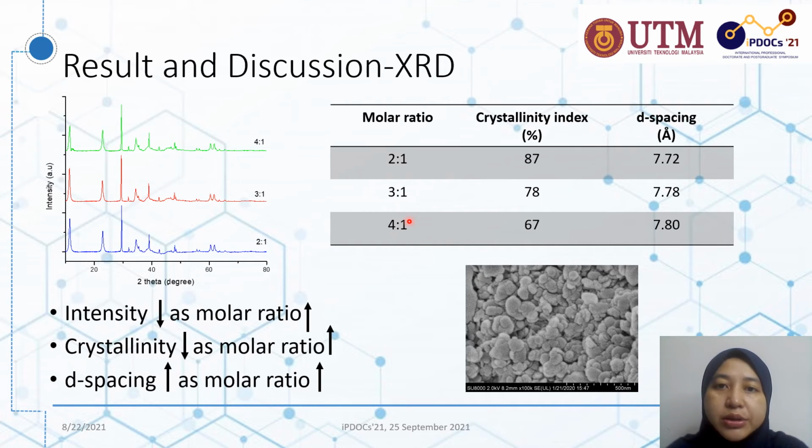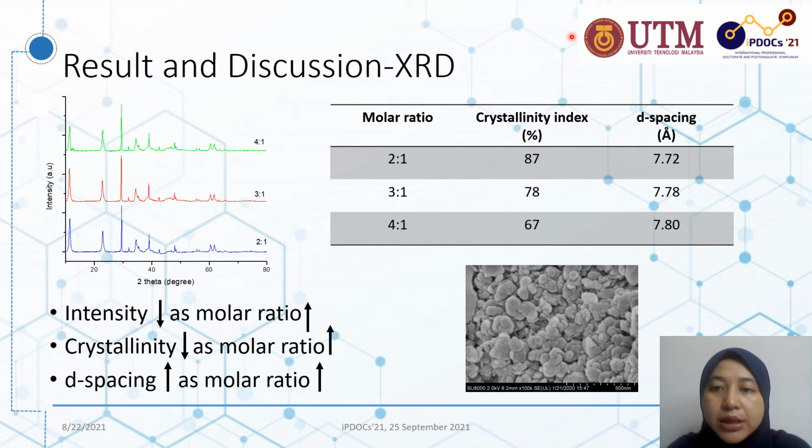The reason is that the aluminium content is decreasing. There is a large difference between the aluminium and magnesium ionic radius. Thus, it causes distortion of the hydroxide layer network and some difficulty for the directional alignment. Then we see the crystallinity index. The crystallinity of 2 to 1 is highest at 87%, followed by 3 to 1 at 78%, and 4 to 1 at 67%.